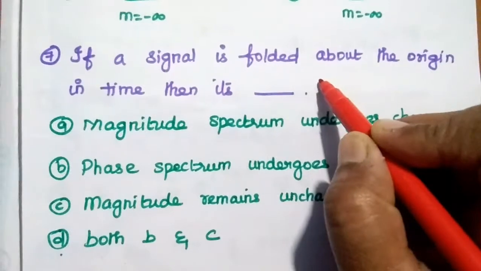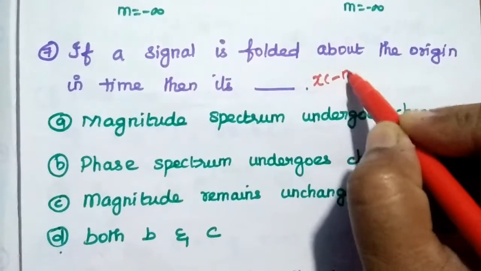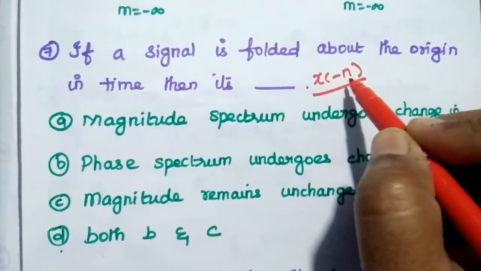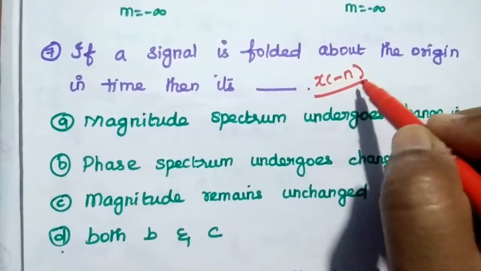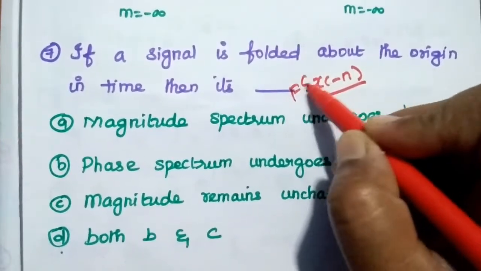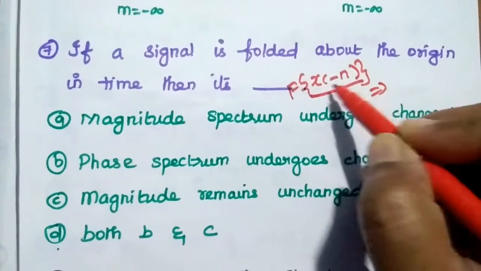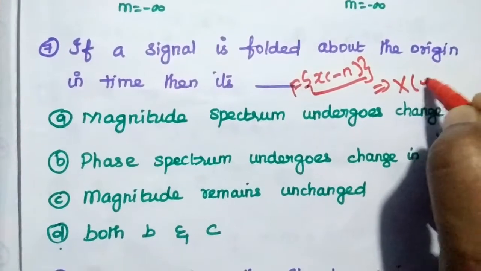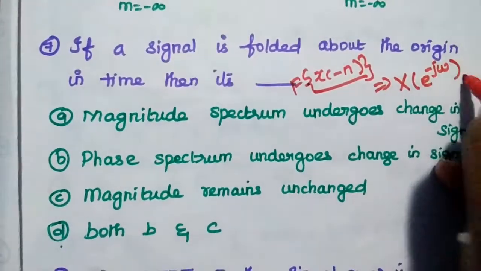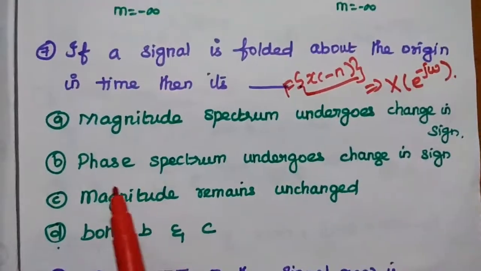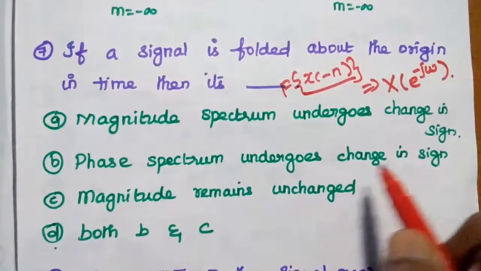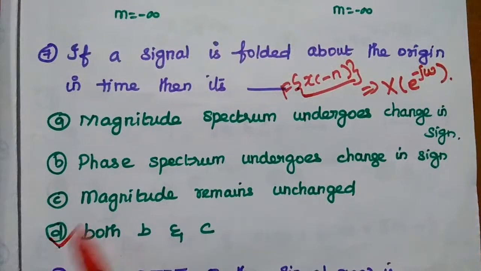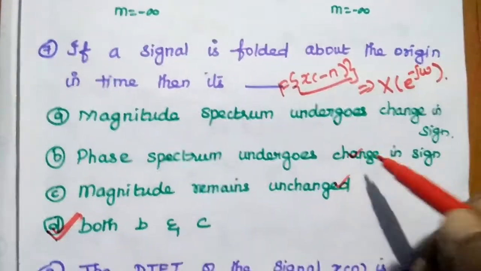So, next one is, if a signal is folded about the origin in time. That means the signal is reversed. Folded means it is reversed in the time domain. If we reverse the signal, what is its transformed value? Time reversal property: its frequency is reversed. So, the phase spectrum undergoes a change in sign and its magnitude remains unchanged. So, both B and C are correct.